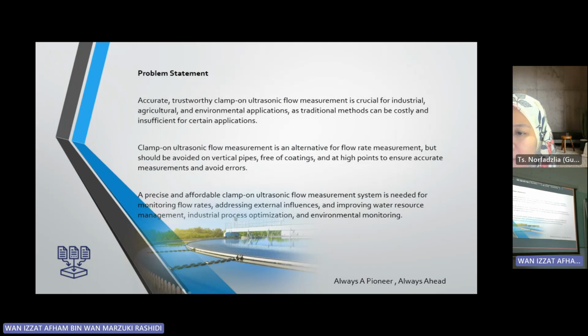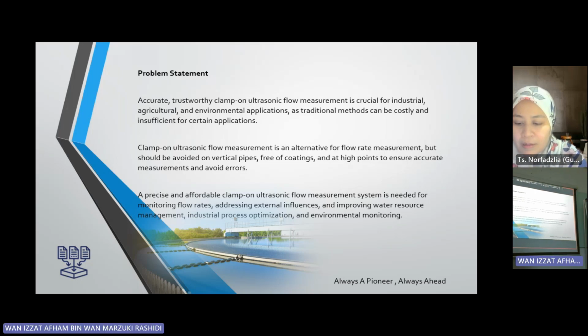The statement here, we must avoid the vertical pipe, is because in vertical pipes, the flow will be pulled down by gravity. And let's say we place the clamp-on sensor here, it still can measure the flow rate, but the measurements will not match with other types because the flow will try to go down faster than it's supposed to be. If you want to measure, we have to make sure that we place the clamp-on far away from the vertical pipe. Let's say we place it over here, then we can measure it properly.